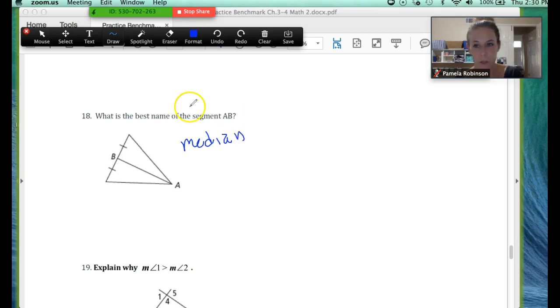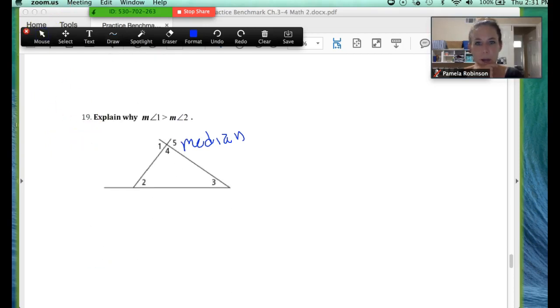Make sure you know those definitions. What do perpendicular bisectors do? What do altitudes do? Altitudes just drop perpendicular to the opposite side. It doesn't have to bisect it. Perpendicular bisectors have to drop to the opposite side and bisect it, but it doesn't necessarily have to come from the vertex. Medians have to come from the vertex and cut the opposite side. So make sure you know the details on all those different types.